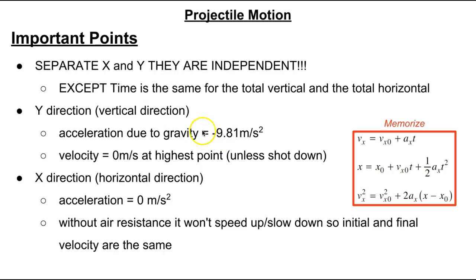In the y direction, we know gravity is negative 9.81 meters per second squared, and velocity at the highest point is 0, unless it's been thrown down, or thrown from the top. In the x direction, the thing that we're going to add from the previous lesson is that the acceleration in the x direction is 0 meters per second squared. That's going to come in real handy when we start looking at this example.